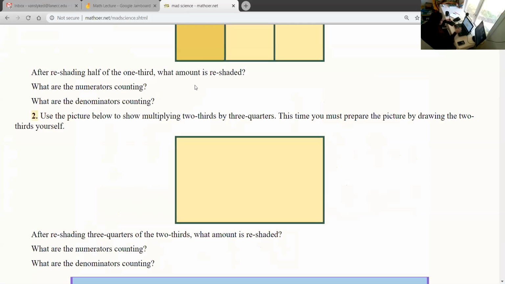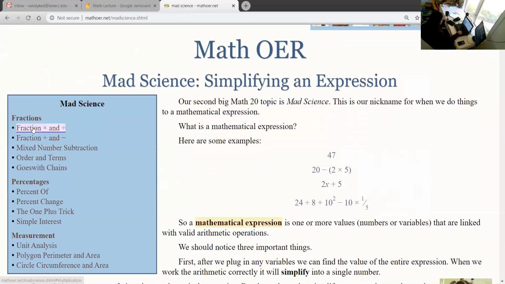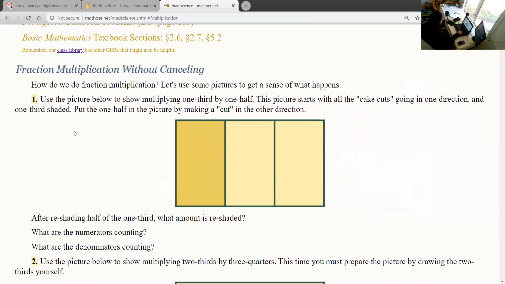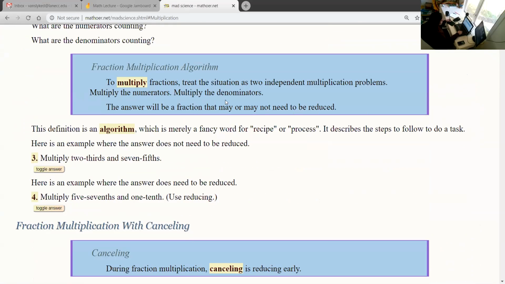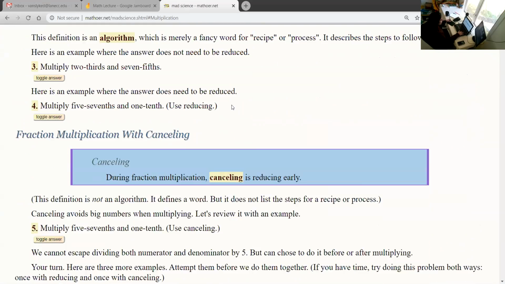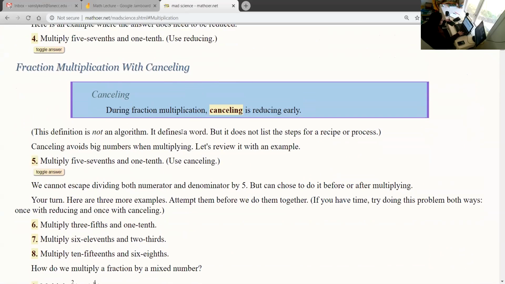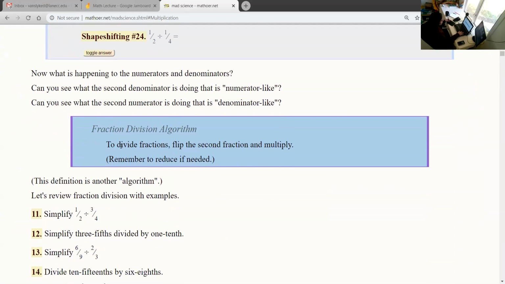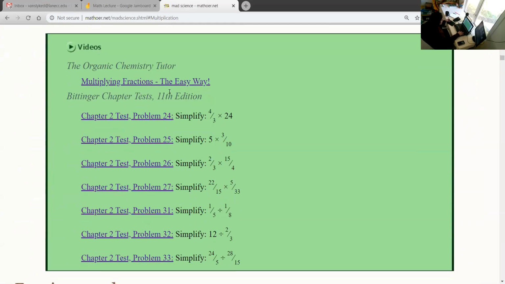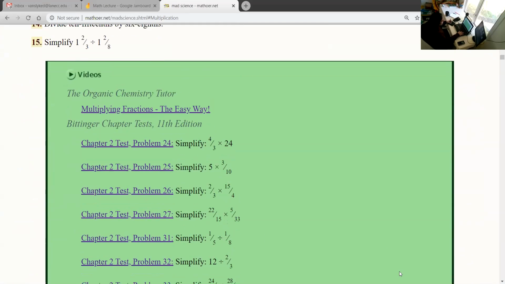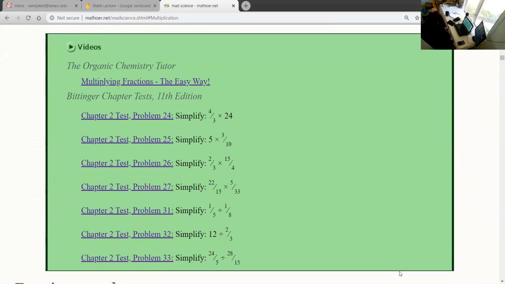Okay, so what have we done so far? When we're multiplying fractions, we multiply across top and bottom separately. We cancel so we don't have to reduce as much at the end. To divide, we flip the second one to multiply. That's what we called an algorithm because it was a process. And videos on that.